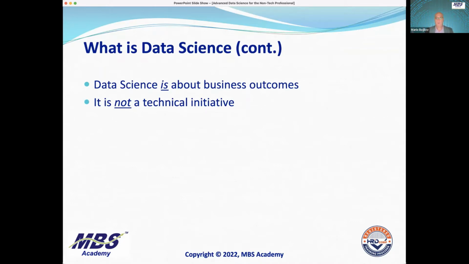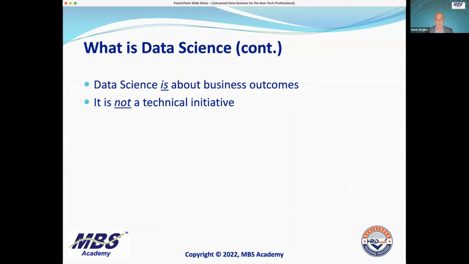It is the business people who tell me, Mario, write this program, or Mario, we want to put this type of data into the database. And my job was to work out a way to put it in quickly and to be able to give them a way to access it quickly. That was it. So do not make the mistake, just because it's got the word data, which is a technical term, that this is a technical initiative.